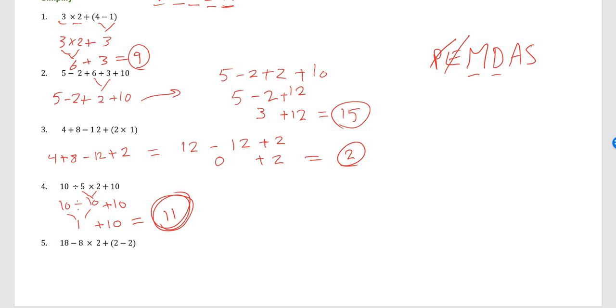18 minus 8 times 2 plus parentheses 2 minus 2. So again, you should remember by now the parentheses go first. So 2 minus 2 is 0. So plus 0 just goes away. So 18 minus 8 times 2. I have subtraction and I have multiplication. So I'm going to do the multiplication first.